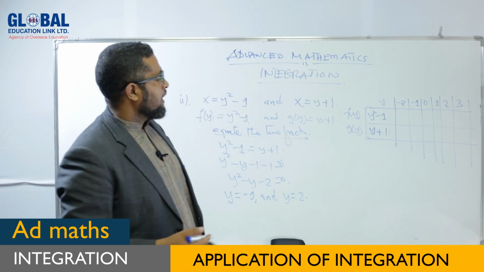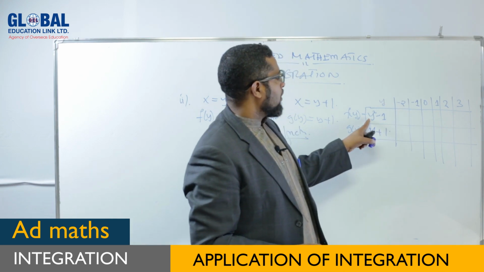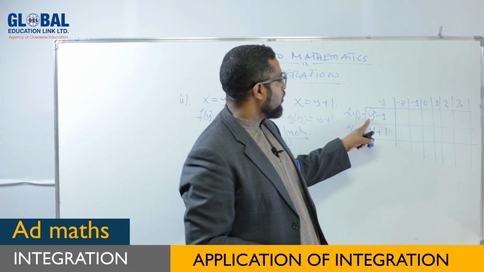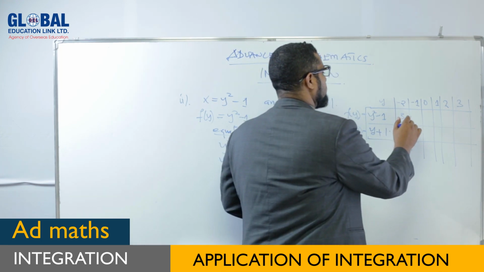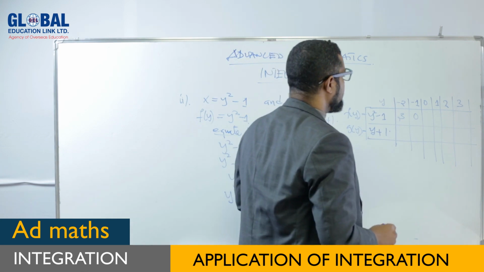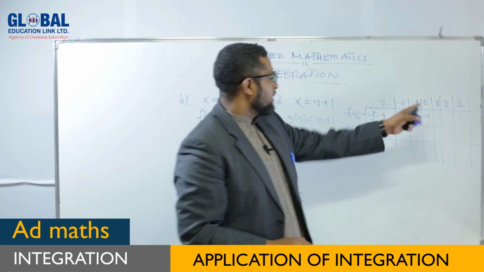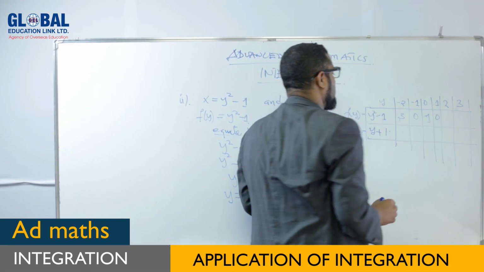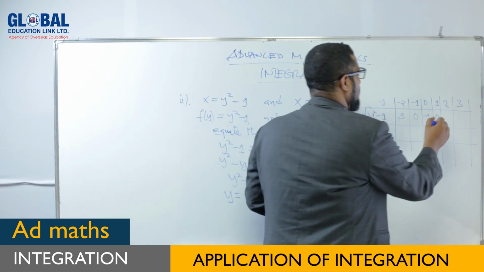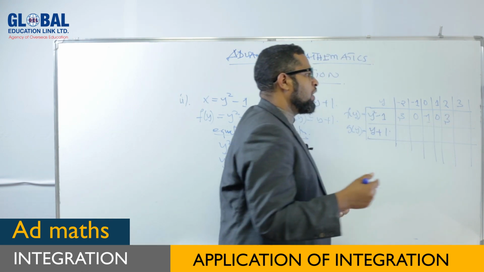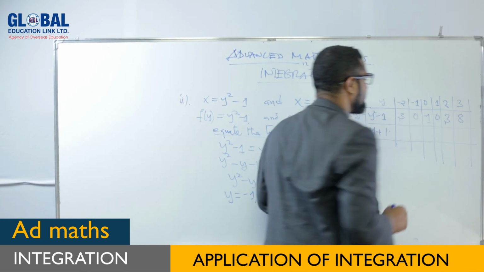Now let's start plugging in. So when we take -2 and plug in here, what are we going to get? It will be +4 minus 1, which is 3. When it's -1, we'll be having 0. When it is 0, we'll be having -1. And when we have +1, it will be 0, because 1 squared is 1 minus 1 is 0. When it is 2, it will be 4 minus 1, that is 3. Then when it is 3, it will be 9 minus 1, which is equal to 8.